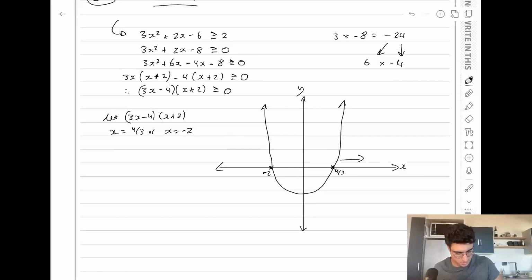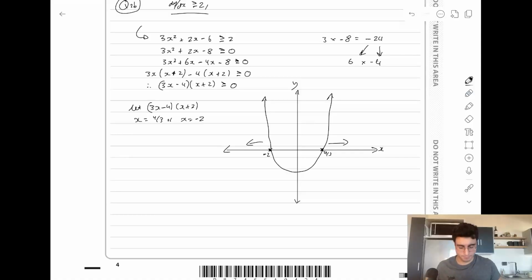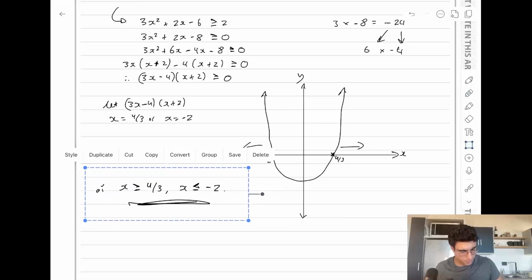It's going to be greater than 0 to the right of 4 over 3 and to the left of minus 2. So as a result, we can simply say, therefore x must be greater than 4 over 3, or x must be smaller than or equal to minus 2. Okay, and that's going to be the final answer to number 2b, guys.